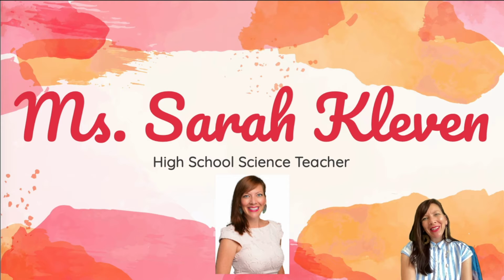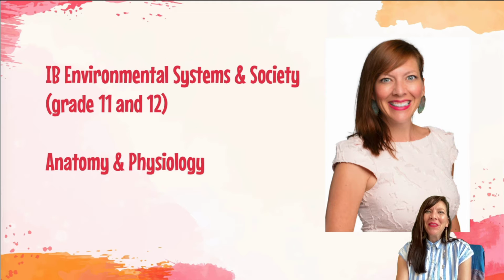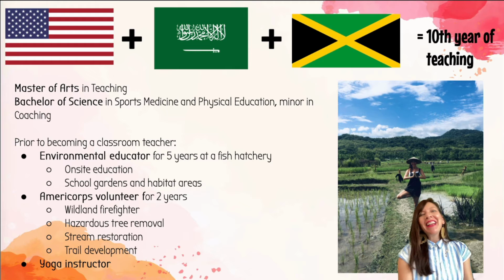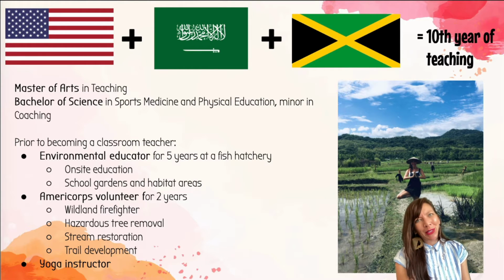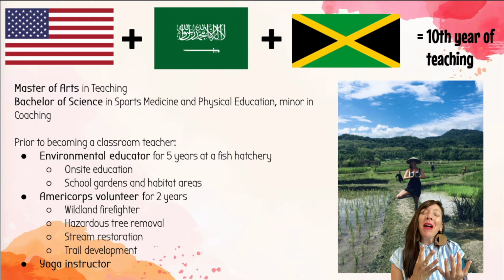My name is Sarah Kleven and I teach your child anatomy and physiology. I also teach IB Environmental Systems and Society, also known as ESS, for both 11th and 12th graders. My undergrad is in sports medicine and physical education, but my true passion, in addition to the human body, was being outdoors, which is why I started to follow that passion.